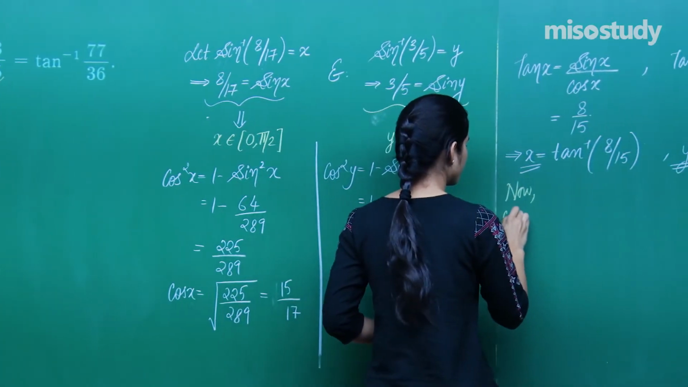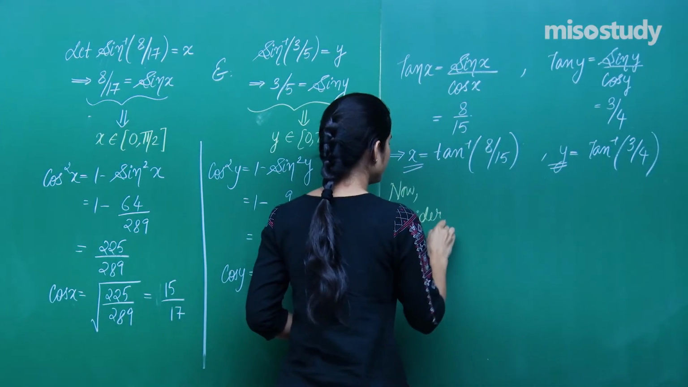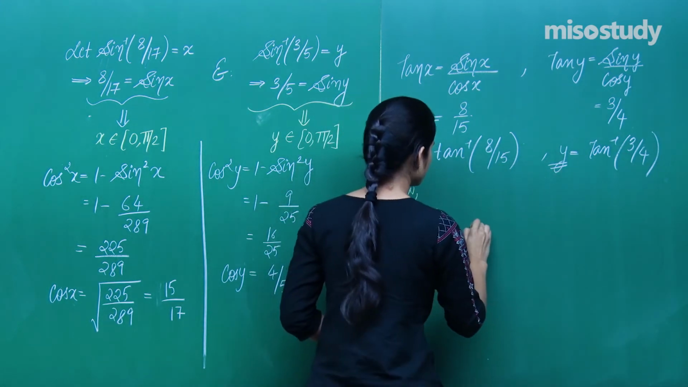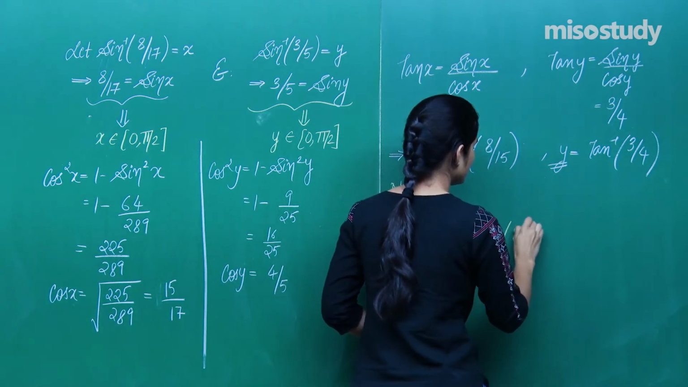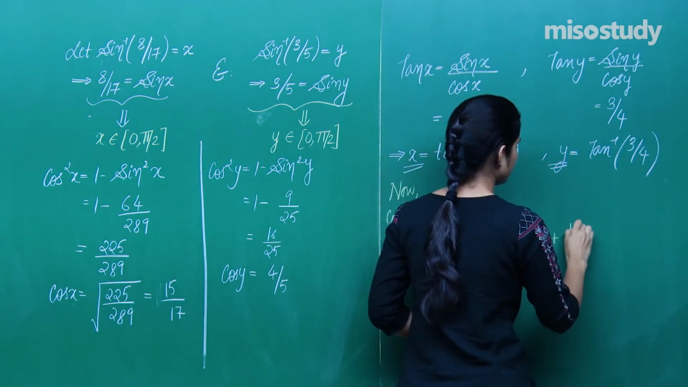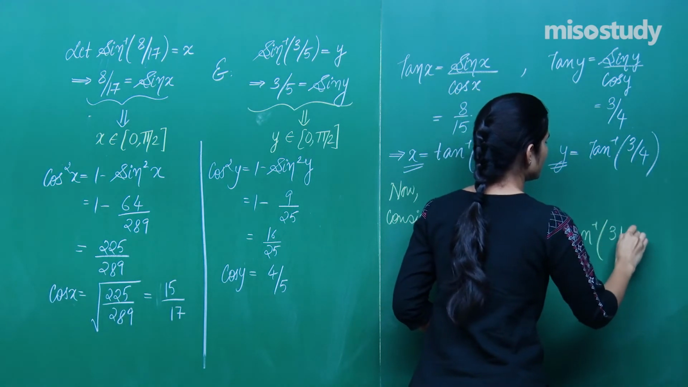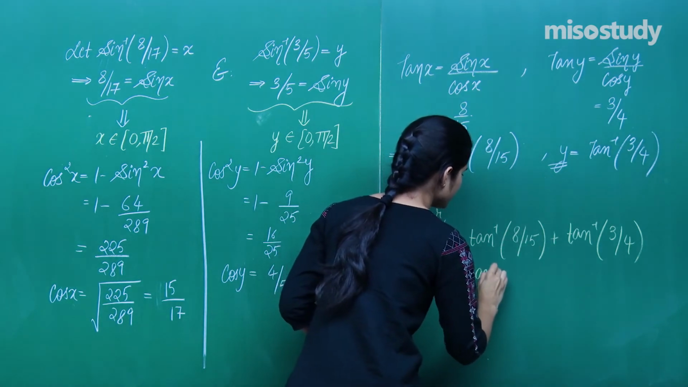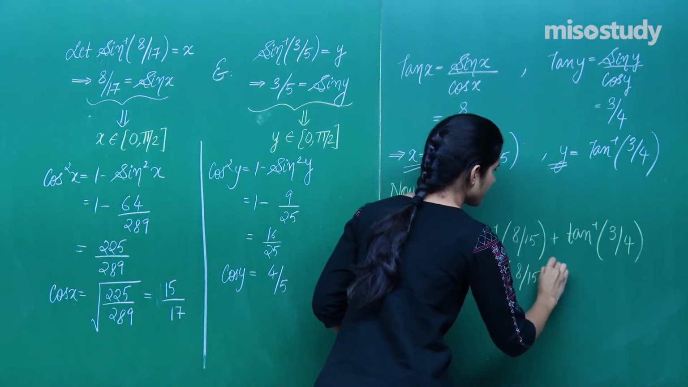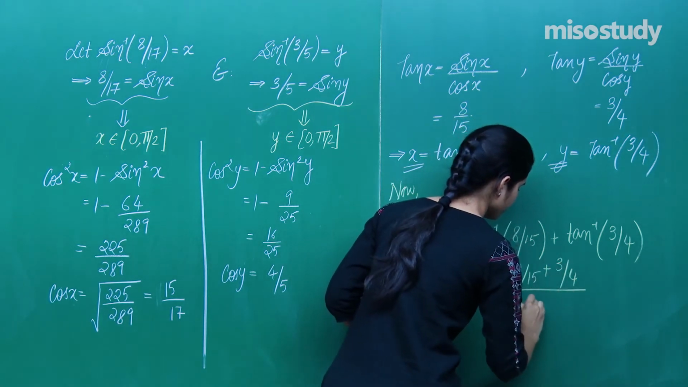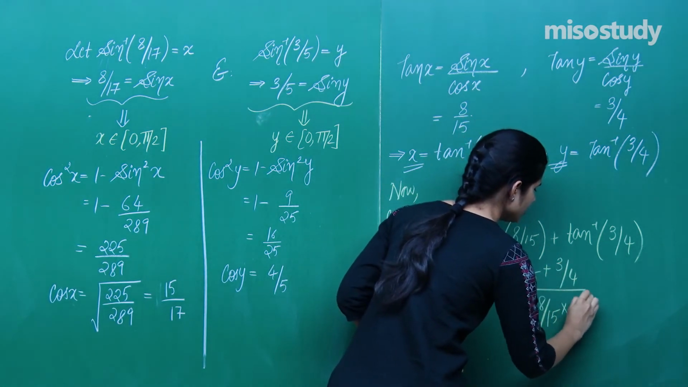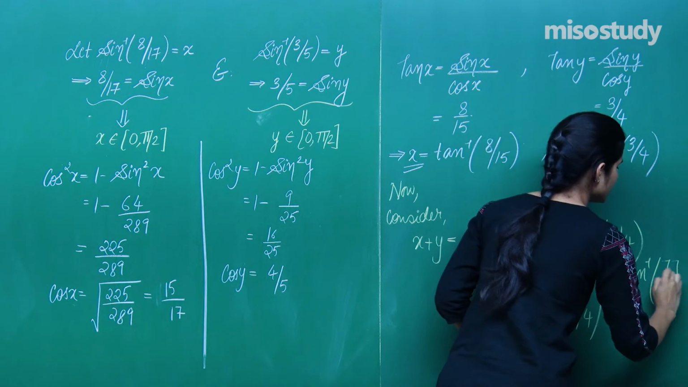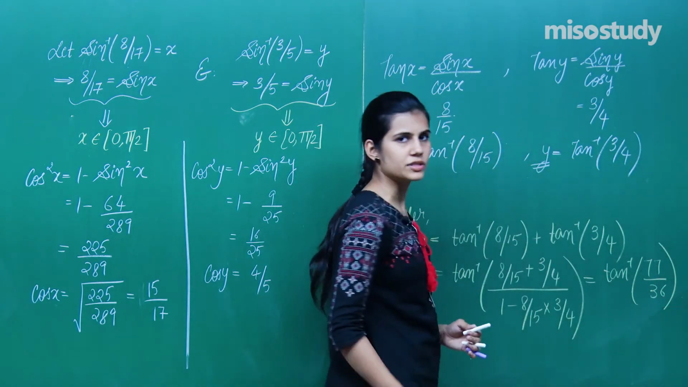Consider the left hand side, that is x plus y. We have proved x to be equal to this, and y is equal to this. So this is tan inverse 8 by 15 plus tan inverse 3 by 4. Fine. Tan inverse x plus tan inverse y is tan inverse of x plus y upon 1 minus x into y, which eventually turns out to be tan inverse 77 by 36, which is the right hand side.